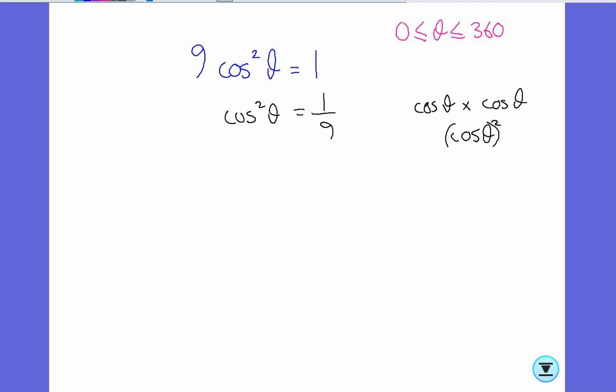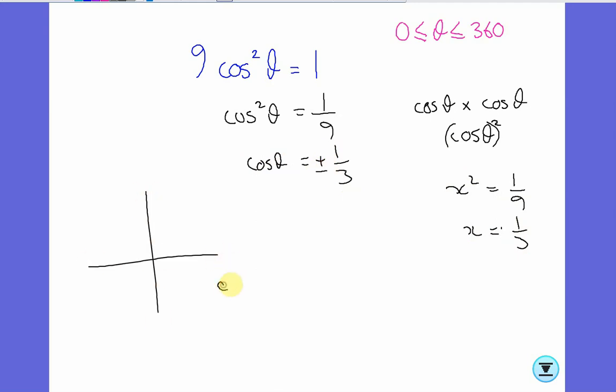So if we want to get cos theta on its own, at the moment it's being squared, a little bit like asking how do we get x on its own? Just square root, okay? When you square root, you get a plus and a minus. So this one's interesting because cosine values are positive there and there, but they're negative there and there. So actually, you're going to need all 4 quadrants for this one.